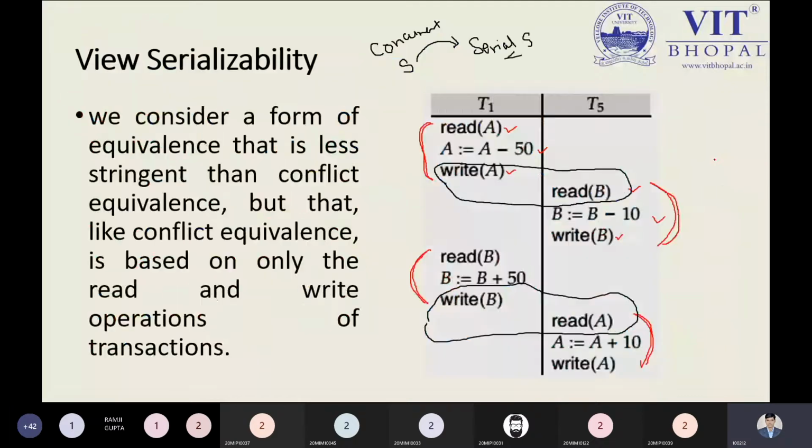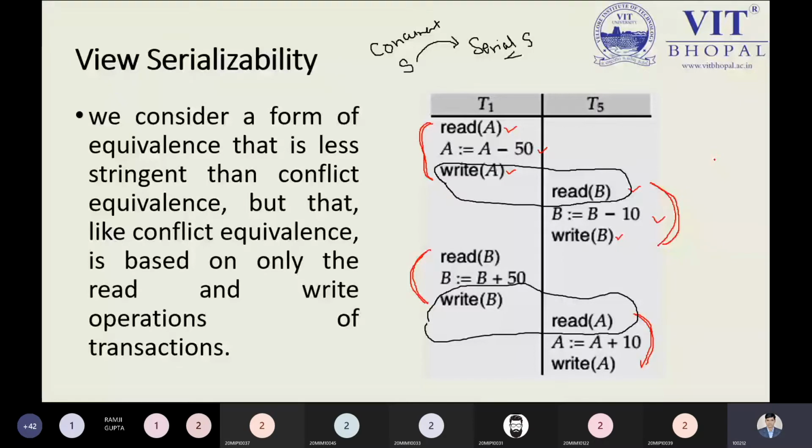What is the next slide saying to us? Unlike conflict serializability, where we are transforming our non-serial schedules into serial schedules by using non-conflict operations, what are the conflicting operations we can avoid? We have to avoid or remove the conflicting operations. So here in the view serializability, we have two transactions T1 and T5.